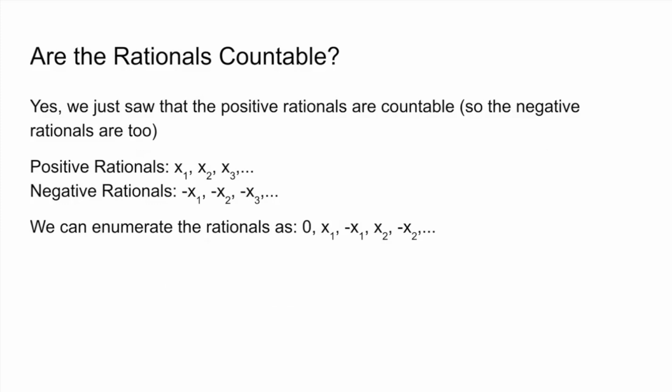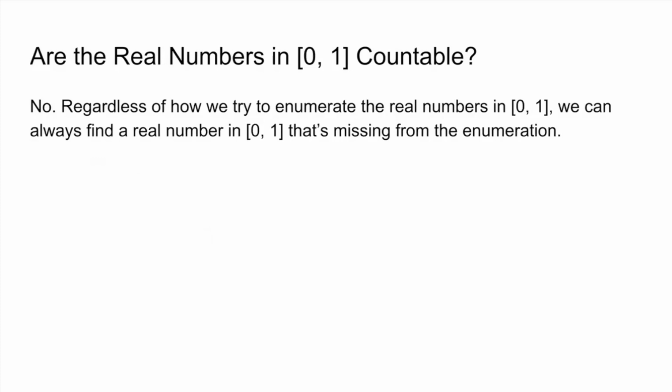So we can enumerate the rationals as 0, x1, negative x1, x2, negative x2, and so on and so forth. By doing this, we're going to reach every possible rational number eventually. And now, are the real numbers in 0 to 1 countable? The answer is no. Regardless of how we try to enumerate the real numbers in 0, 1, we can always find a real number in that interval that's missing from the enumeration.